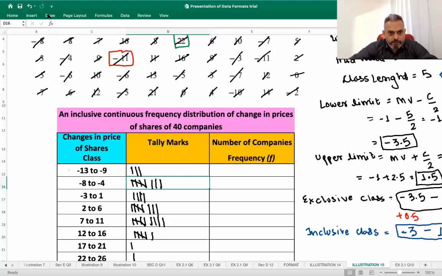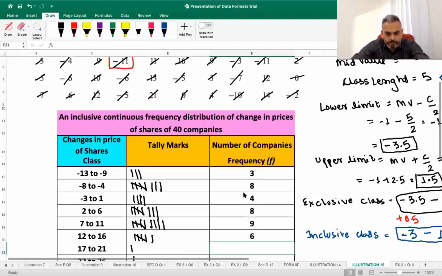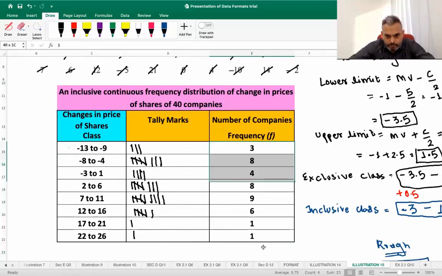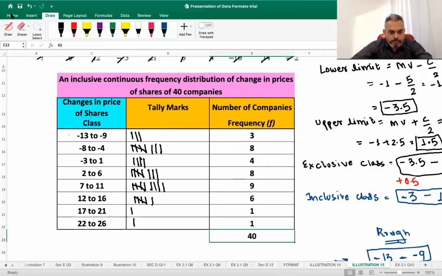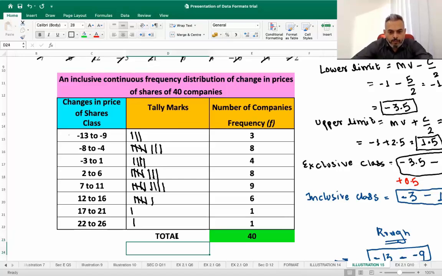Let's check it out. So 3, 8, 4, 8, 9, 6, 1, and 1. Total 40.